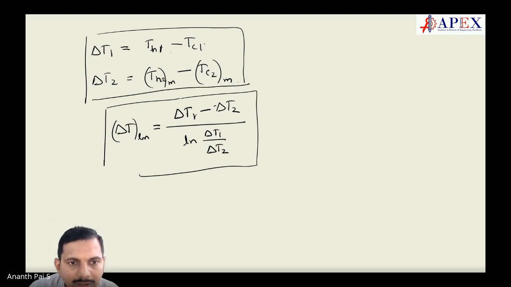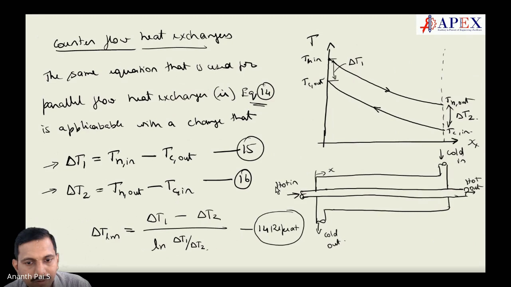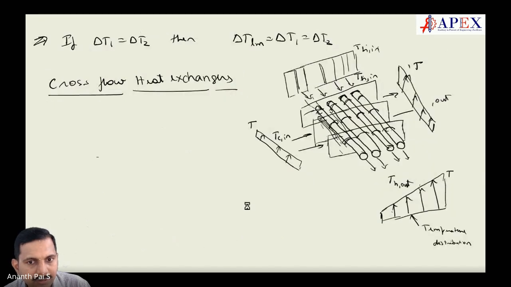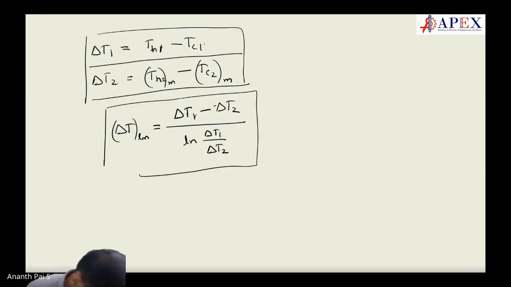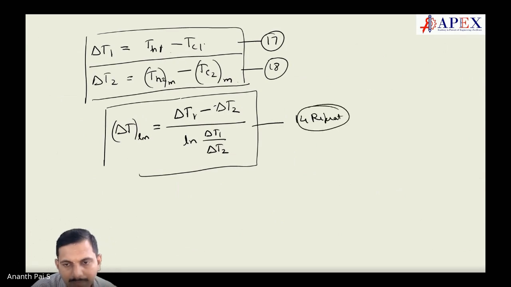What is the equation, students? See equations 16, 17, 18. This is 17 and 18. This is 14 repetition. So the same thing is applicable here.